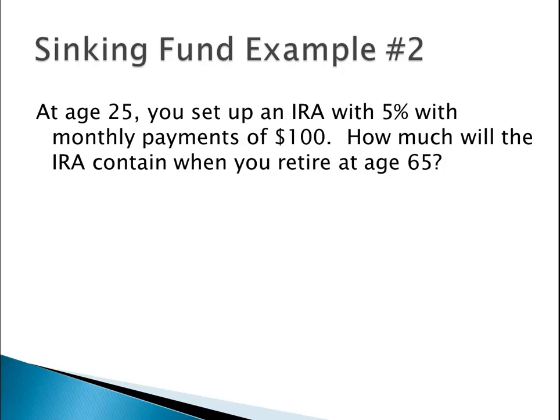All right, so at age 25, I set up a nice individual retirement account. It's going to pay me 5% interest. I'm going to make monthly payments of $100. And so, how much will be in my IRA when I retire at 65? I'm going to have this thing for 40 years, making monthly payments of $100. At the end, that future value, what will I have? So that's the question, a nice little retirement kind of thing.